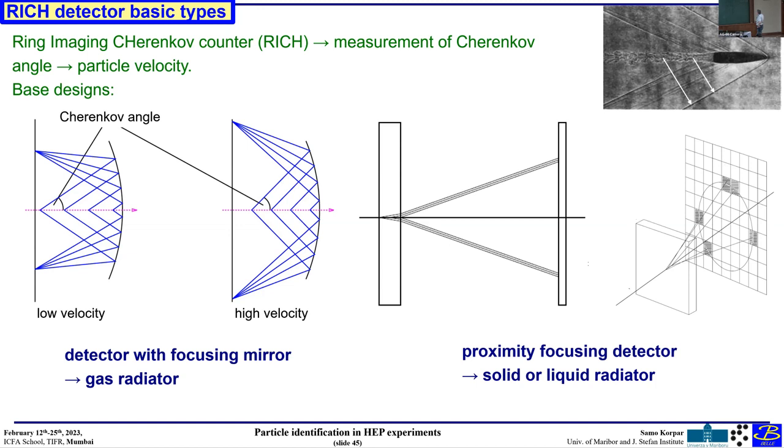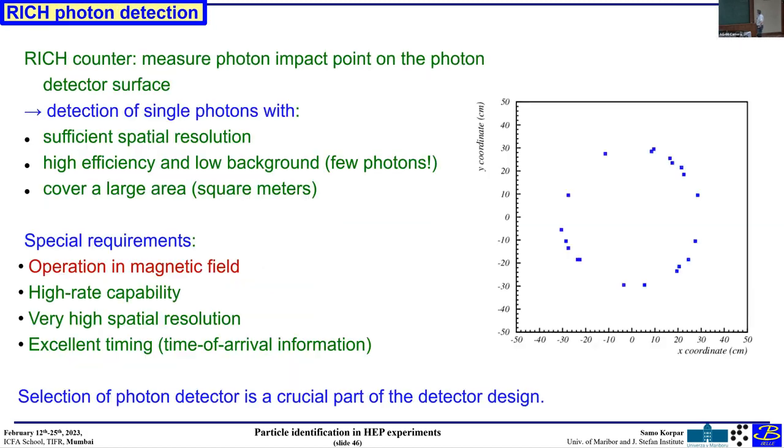This is just an illustration of proximity focusing: a thin radiator, few photons produced, and then the detector where you get the ring, and this is the track. So these are the 2 main variations, and we will see examples of both of these.